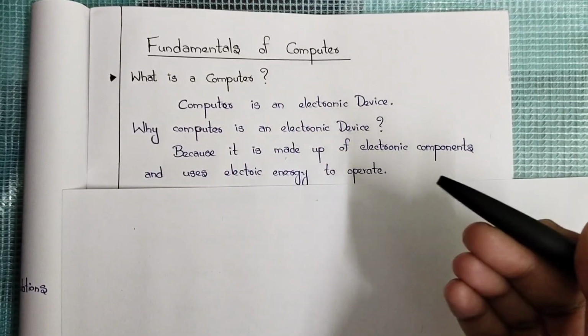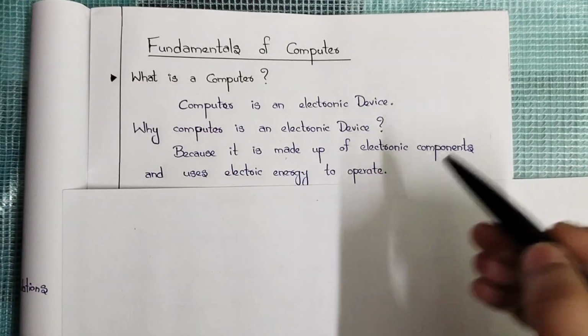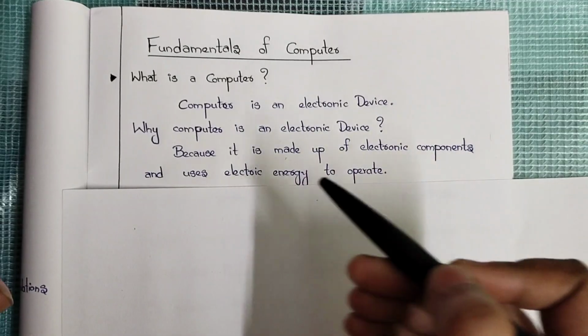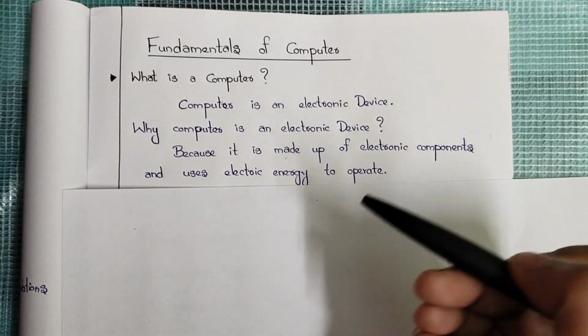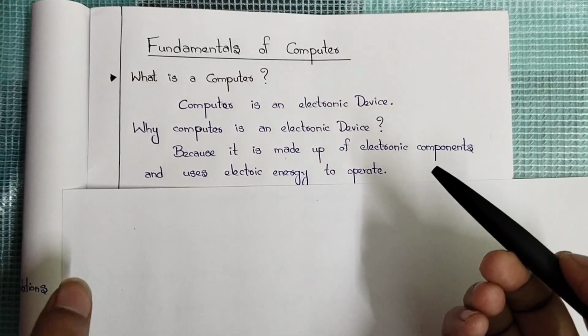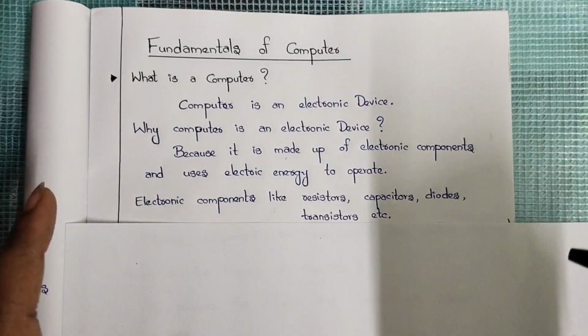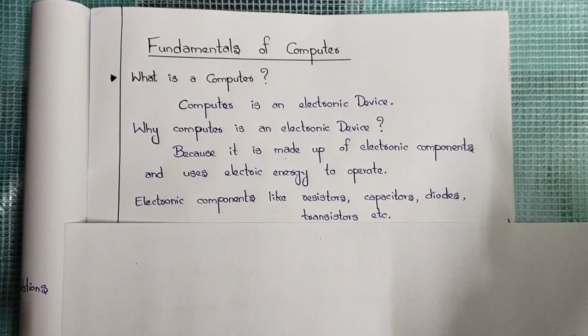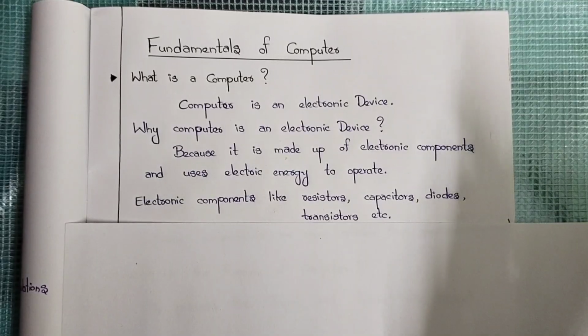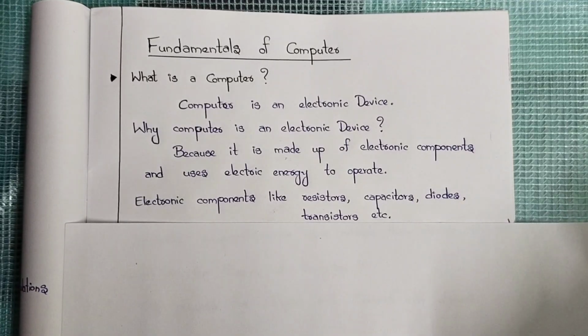electronic device because it is made up of electronic components and uses electric energy, that is the current itself, to operate. These electronic components are nothing but resistors, capacitors, diodes, transistors, etc. You don't need to learn all of this by heart. I'm just giving you a rough idea of why the computer is an electronic device and why the computer is not an electric device.